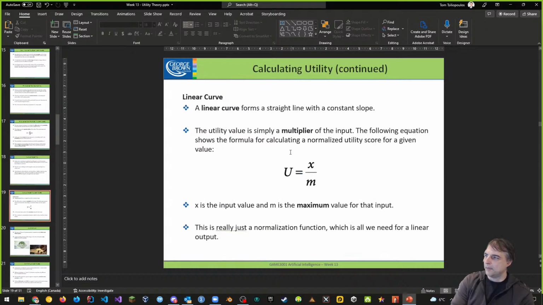So a linear curve forms a straight line with a constant slope. That's what it is. And the utility value is simply a multiplier of the input. So the following equation shows the formula for calculating a normalized utility score for a given value. If I have a utility, I have x over m, where x is the input value and m is the maximum value for the input.